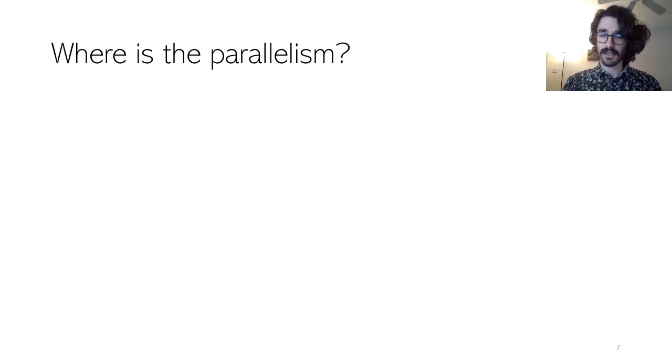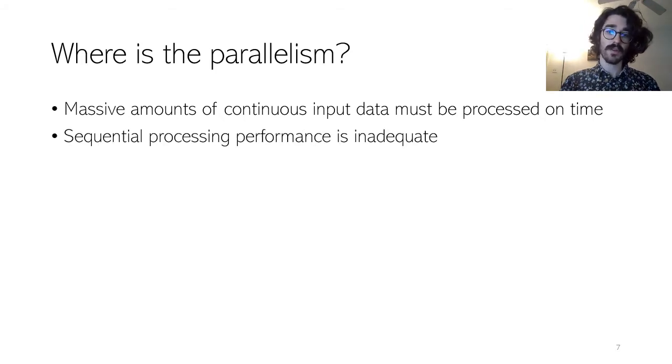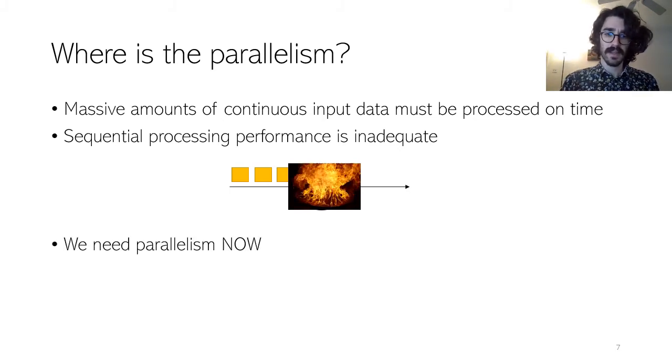Why am I even talking to you about this without any parallelism? There is actually, as we said, massive amounts of continuous input data that must be processed on time in stream processing systems. And so sequential processing performance is actually inadequate. If we have a lot of sequential load, our system is going to catch fire if it cannot handle this load. And we don't want that, do we? So we need parallelism now.